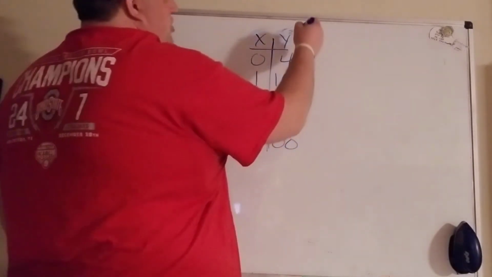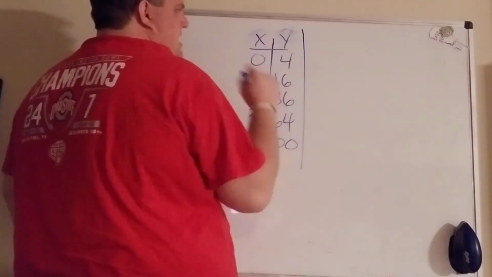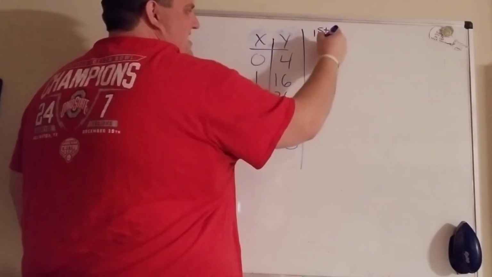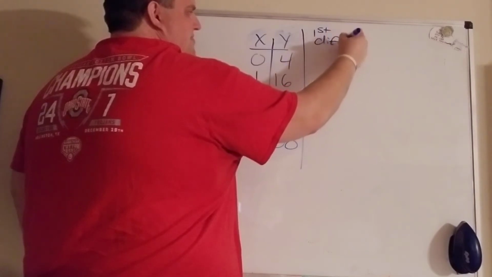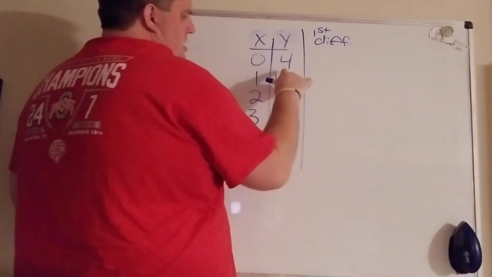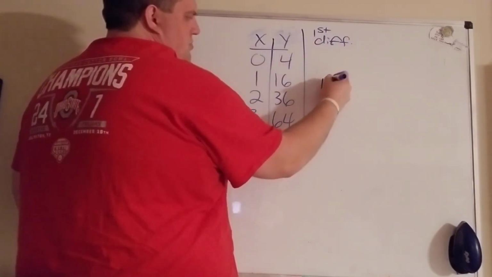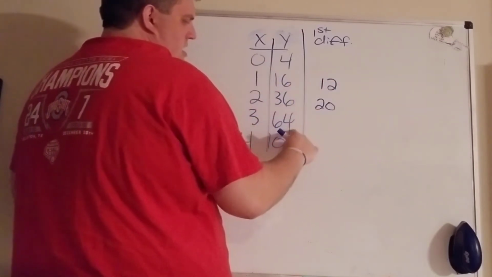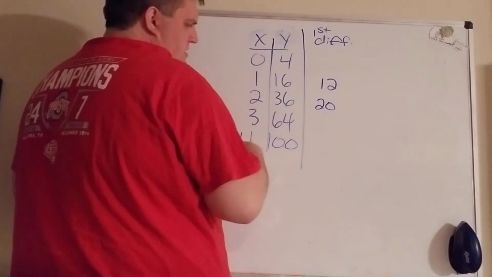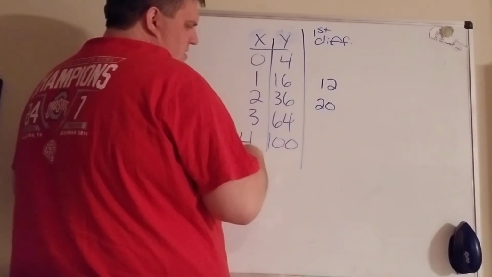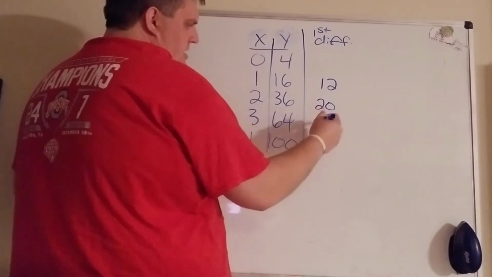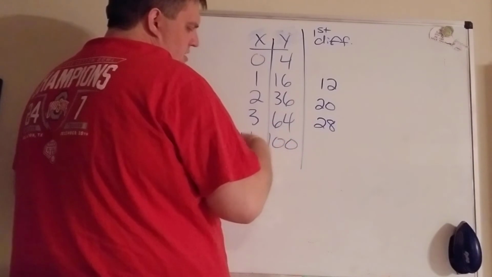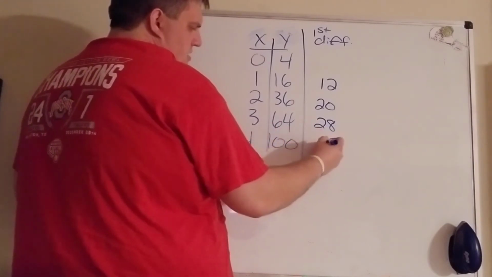I'm not sure. We'll check this one. I thought it was exponential at first, but I might have written that down wrong. So let's check together. Let's check the first difference. 16 minus 4 is going to be 12. 36 minus 16 is going to be 20. 64 minus 36, what's that? 28. 100 minus 64 is 36.